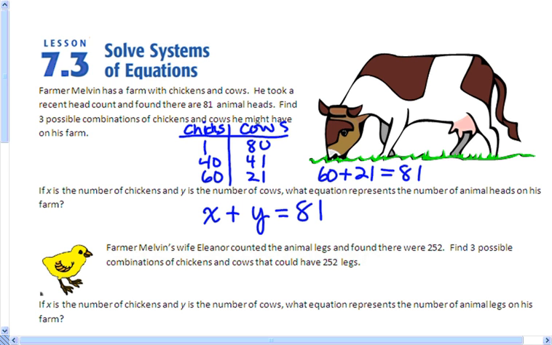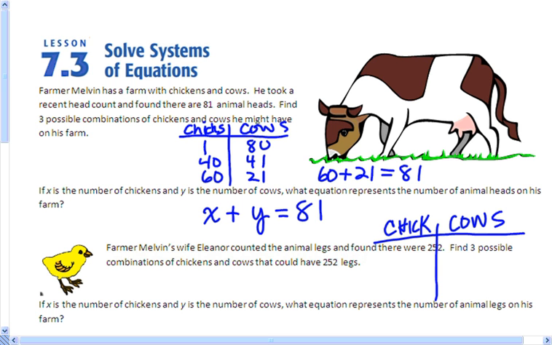All right, the next question says Farmer Melvin's wife Eleanor counted the animal legs and found there were 252. Find 3 possible combinations of chickens and cows that would have 252 legs. So again, let's make a little table here. So we have chickens and cows. And now we're going to make sure that our number of chickens and cows have 252 legs.